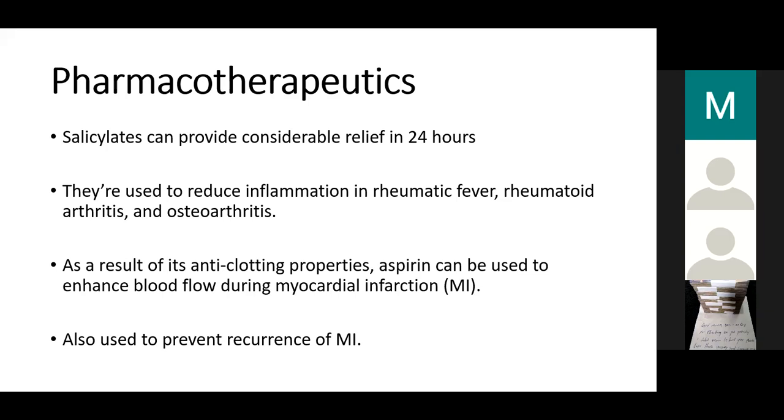So if you remember from your pathology, infarction is when there's a blood clot which has prevented blood from moving to a part of the body. So if we say myocardial infarction, it means that there's a clot sitting somewhere which is preventing adequate blood circulation to the heart muscle. And so if you give something that prevents clot formation, then it helps to enhance blood flow and also used to prevent recurrence of the myocardial infarction.